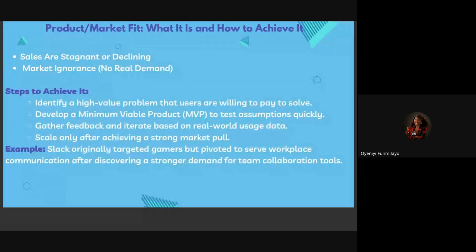Then if you want to achieve product market fit, another thing you want to do is to develop an MVP to test your assumption quickly. When people say MVP, a lot of people like to bombard a lot of features into their MVP. But it's called minimum viable product. What is the minimum thing? The smallest thing that you can make money from and that can solve people's problem, right? Create that first, develop that, and then give it to people to test your assumption quickly, to see if the thing you're saying makes sense.